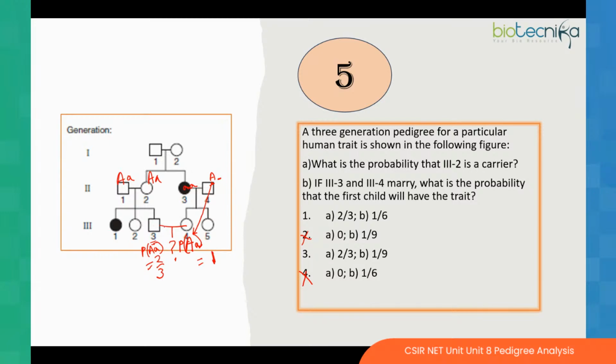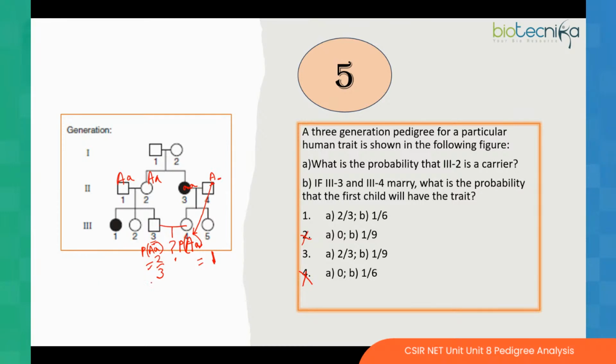For 3 3, it can have two different genotypes. It can be capital A capital A or capital A small a. That's why we found out the probability of capital A small a, which will be 2/3. But 3 4 is for sure heterozygote, right? Because the mother has a small a allele that she has to give, and because 3 4 is not affected, her genotype has one dominant allele. So 3 4 is heterozygote, and the probability of 3 4 to be heterozygote becomes 1.